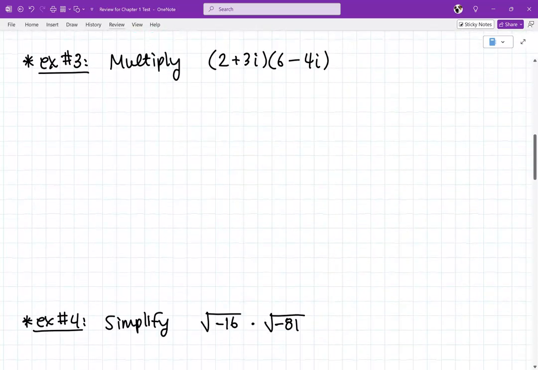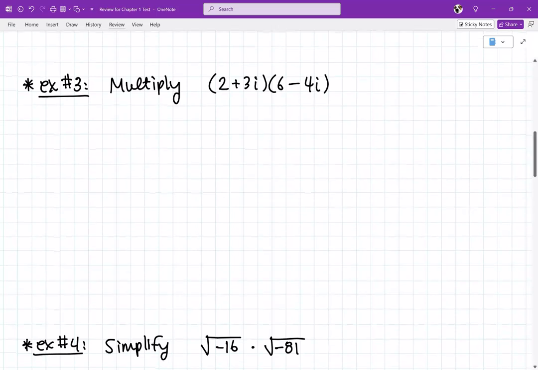So here's the next one. We're just going to multiply these things, okay? 2 plus 3i, 6 minus 4i. We're going to do distribution, okay?